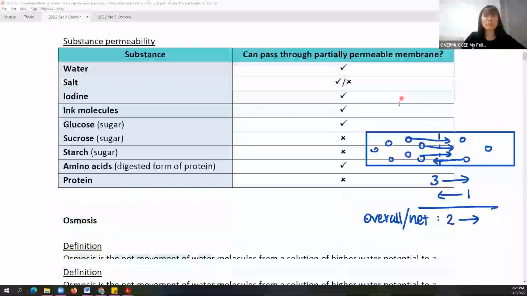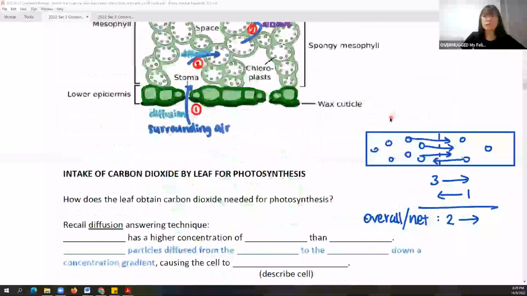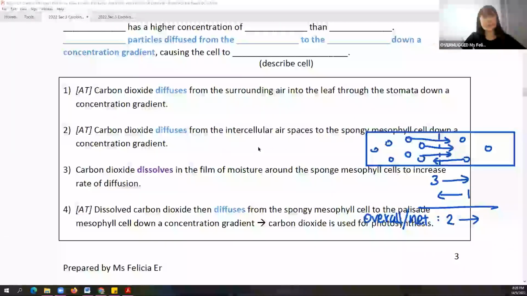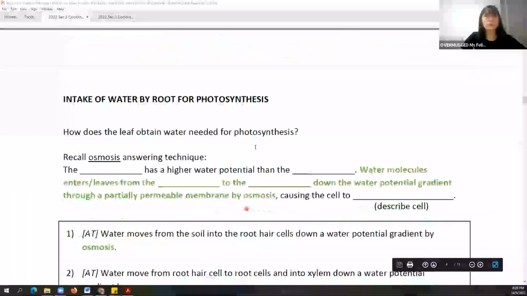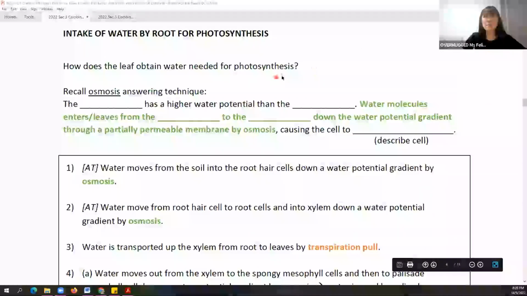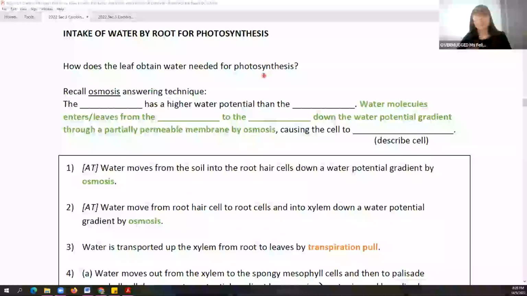Okay, so let's continue. I was here. So done explaining this part, I shall move on to the next page. Nutrition in plants is actually just equal to photosynthesis. For photosynthesis, you all know the photosynthesis equation, right? You need not only carbon dioxide, you also need water. That's why you also need to know how to write the answer for how plants obtain water. For water, it will be through the roots from the soil.